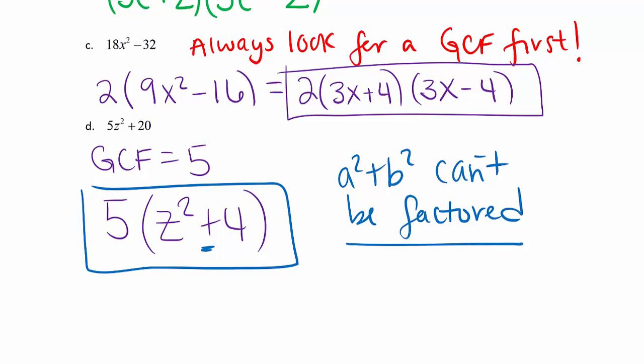Okay, so to summarize, when you are factoring, very first thing you're going to do is look for a GCF. Then, if you see only two terms, you're going to check, are they perfect squares? And do you have subtraction? If so, you can use our formula. If you have three terms, a trinomial, that's when you're going to use that product sum method.